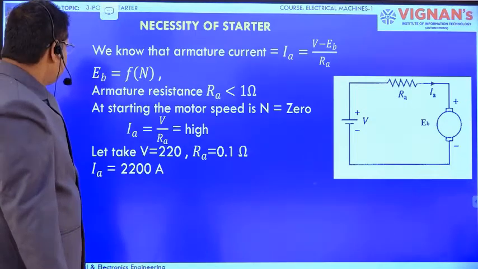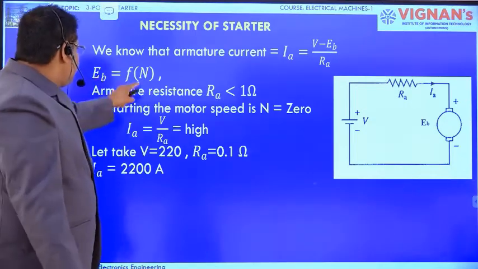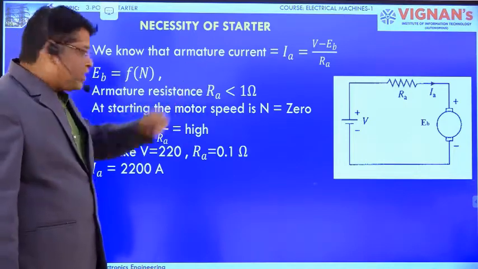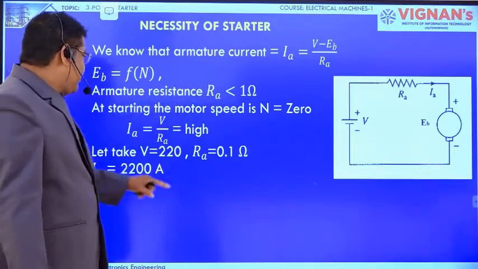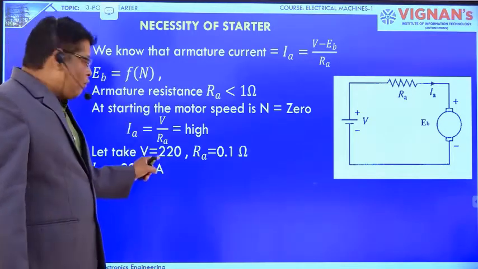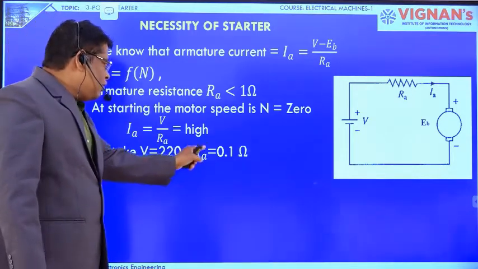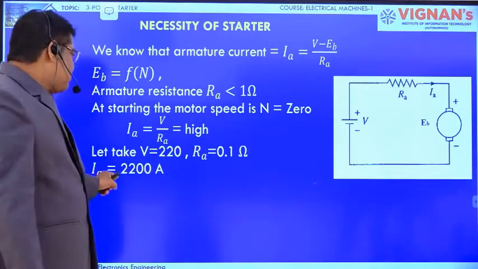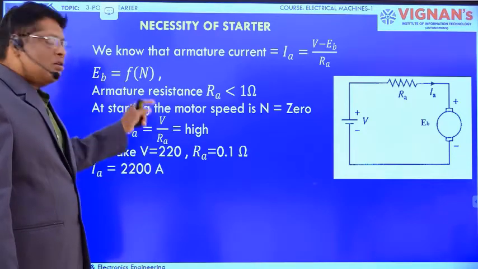See here. Eb is a function of speed. Armature resistance is always less than 1 ohm. At the time of starting, Ia becomes very high. If you take V equal to 220 volts, Ra equal to 0.1 ohm, then Ia becomes 2000 ampere.